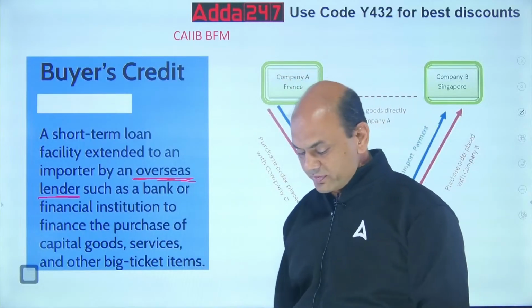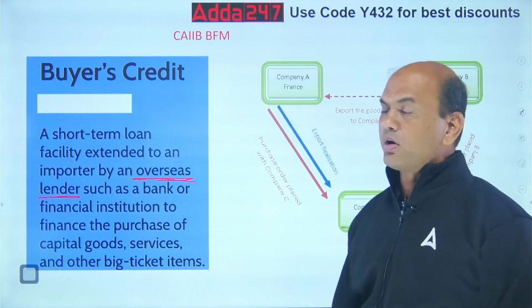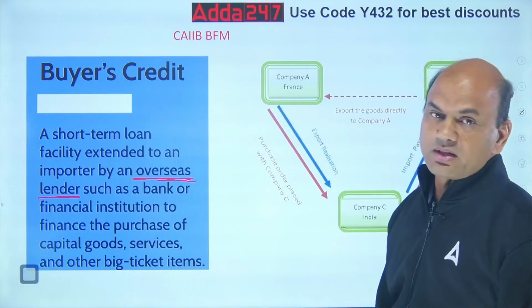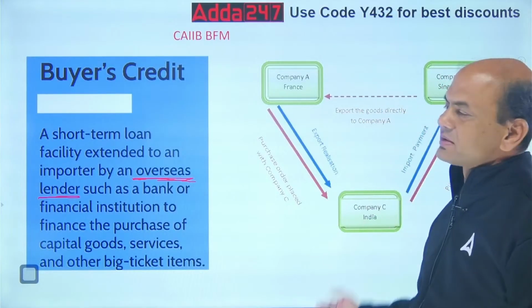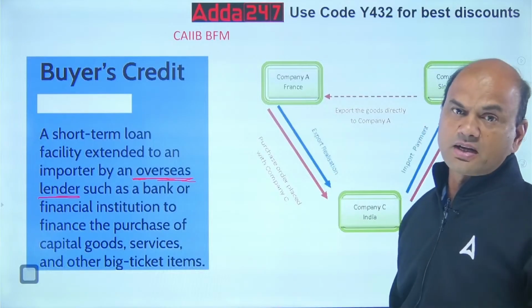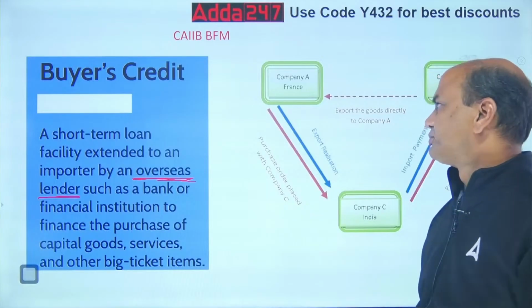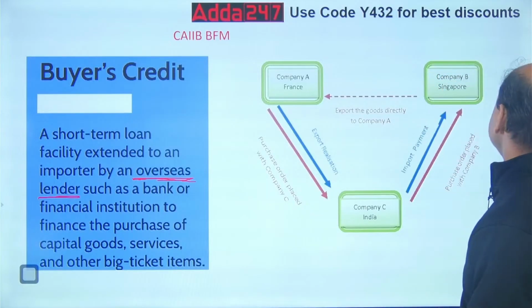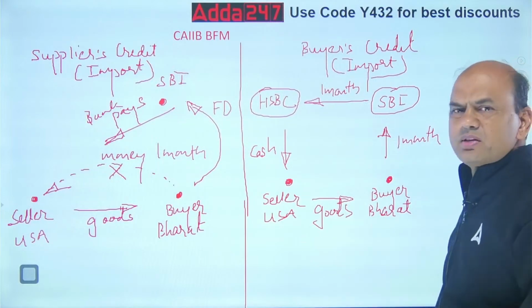Now, what is one of the main facilities given by the banks for exporters or even by the government? One is buyer's credit, second is supplier's credit. Two types of credits are there. Now, what do you mean by this? What is buyer's credit? What is supplier's credit? Look at this. I'll explain you first and then we'll look at the image.